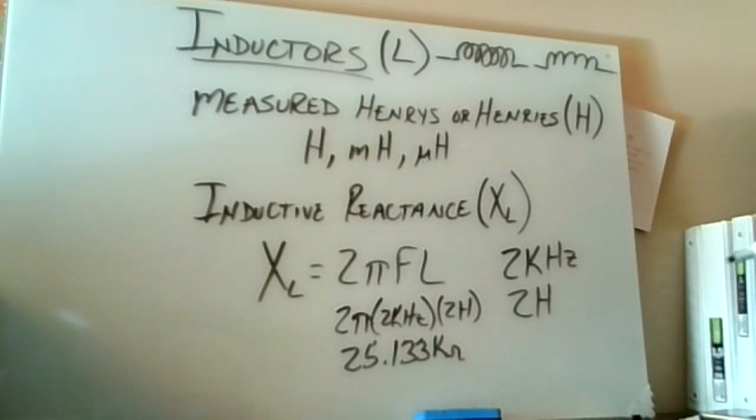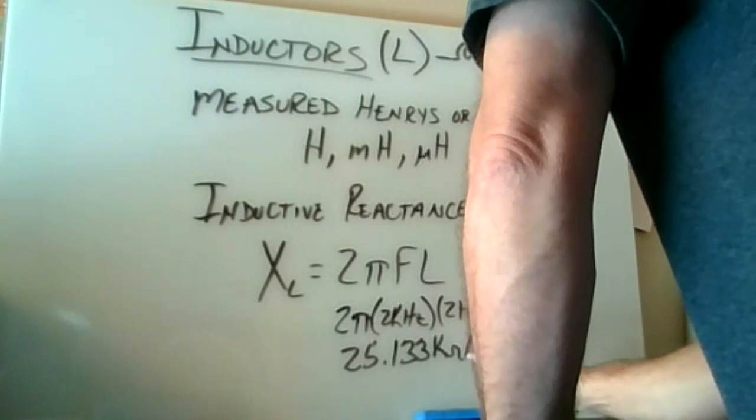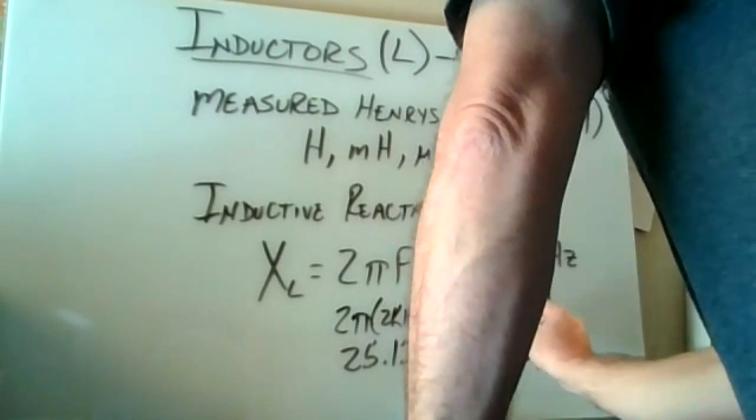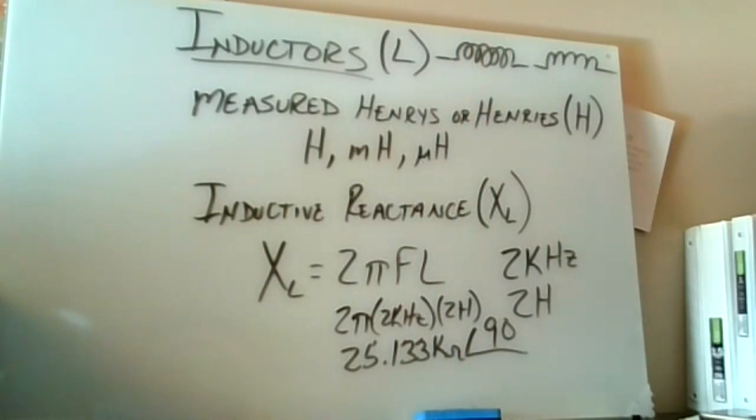Everything in AC needs a what? An angle. And the angle on an inductor is always, always, always a positive 90 degrees.